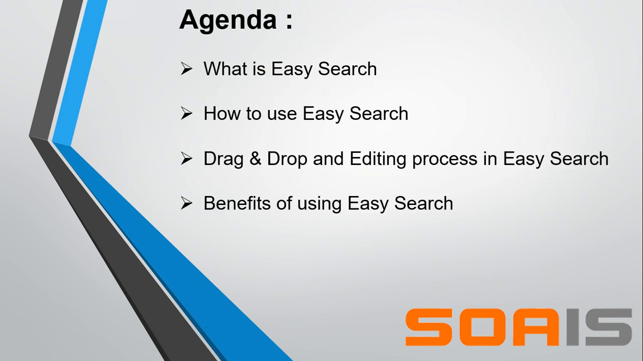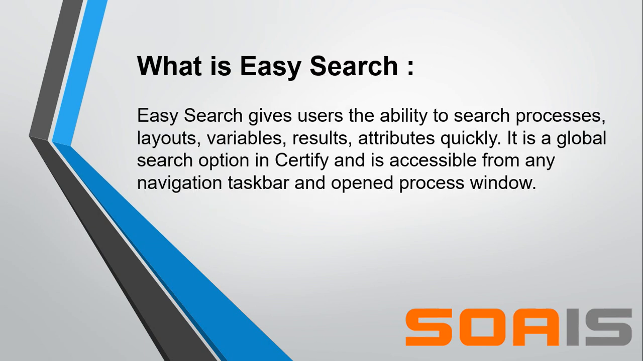Today I'll be covering this agenda: what is Easy Search, how to use Easy Search, drag and drop and editing process in Easy Search, and benefits of using Easy Search. What is Easy Search? Easy Search gives users the ability to search processes, layouts, variables, results, attributes quickly. It is a global search option in Certify and is accessible from any navigation taskbar and opened process window.